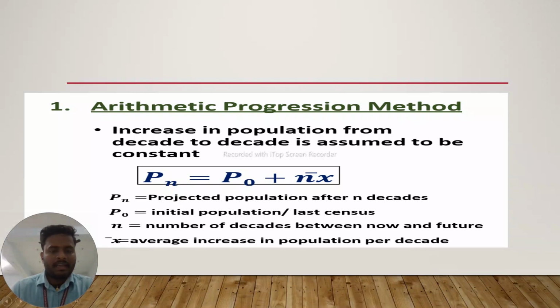Then n is the number of decades. As you know, a decade is a period of 10 years. So n is the number of decades between now and the future, right? Then x bar is the average increase in population per decade. So first we have to calculate the decade to decade increase. After that we have to calculate the average increase in population per decade.